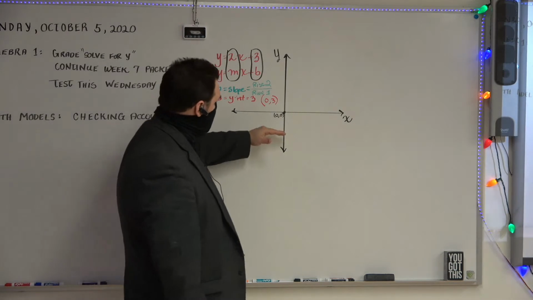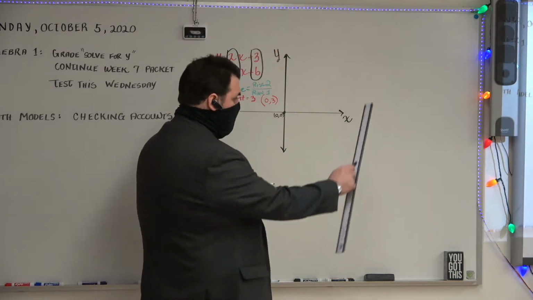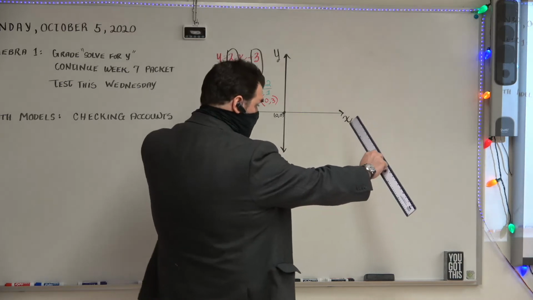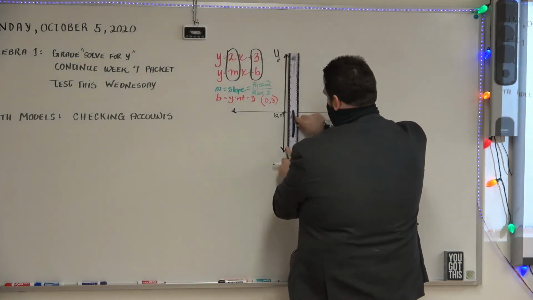So we're going to put several little lines. You're going to use your protractor to space those lines out evenly, kind of like this.